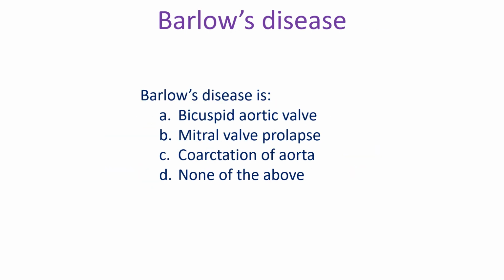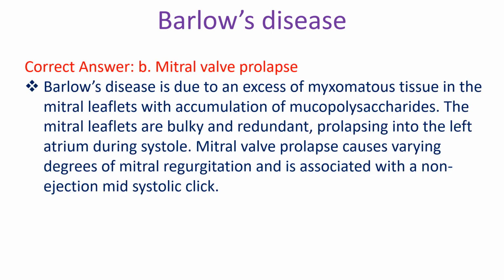Barlow's disease is A. Bicuspid aortic valve, B. Mitral valve prolapse, C. Coarctation of aorta, D. None of the above. Correct answer B.